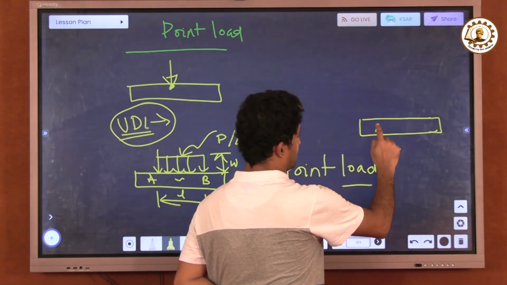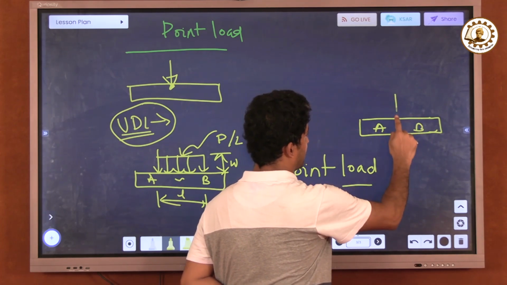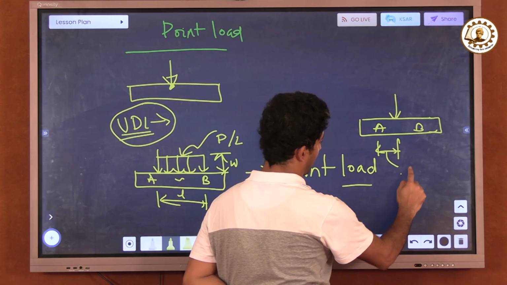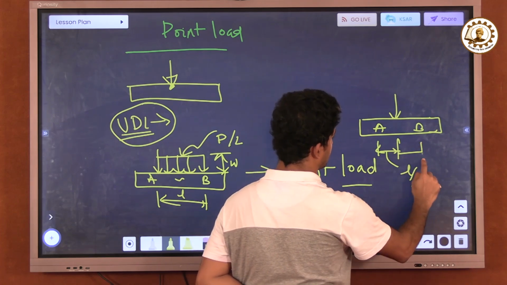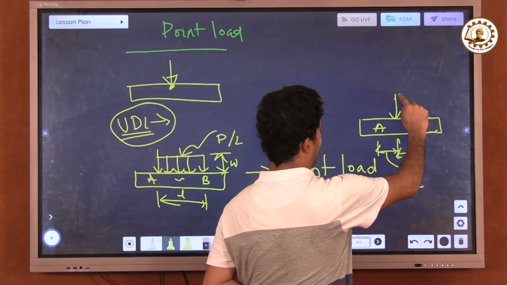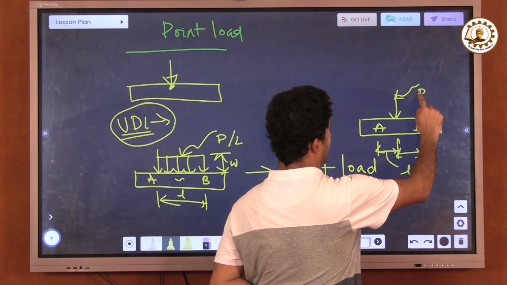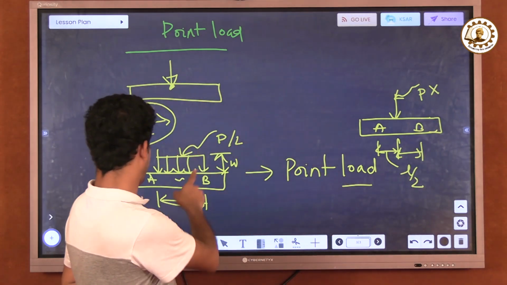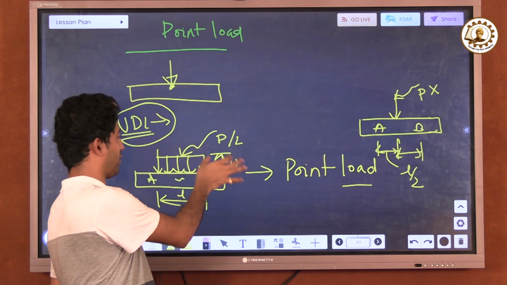Just this is your point A, B. This is the load, and from here to here, this will be L by 2, and this is L by 2. Now the length over here is P into... okay, P into, now try to understand what would be the load.